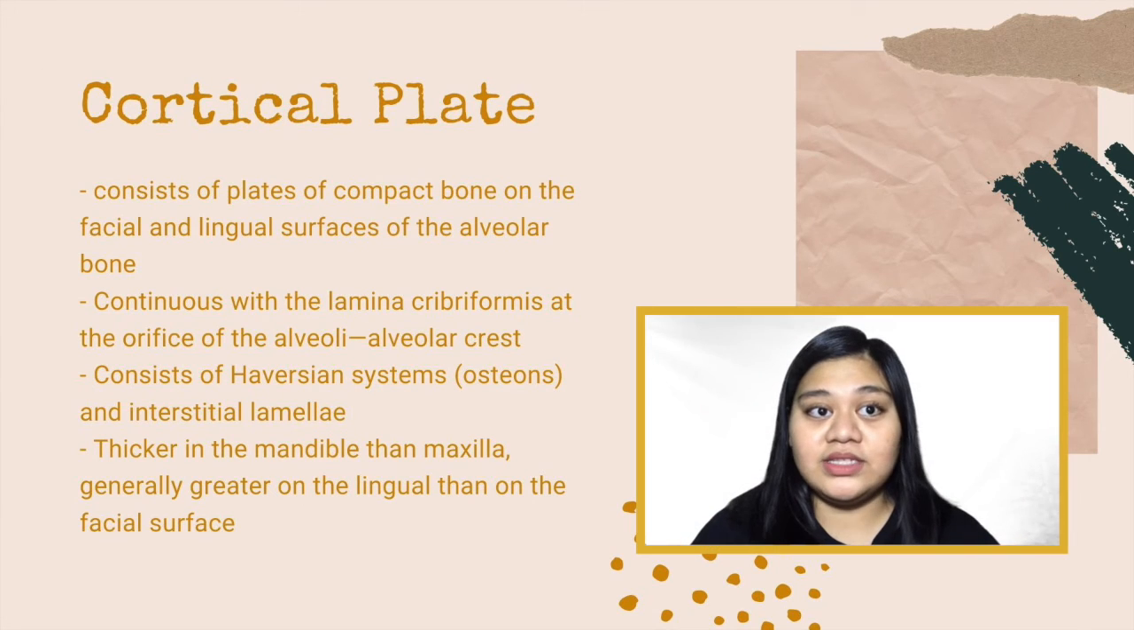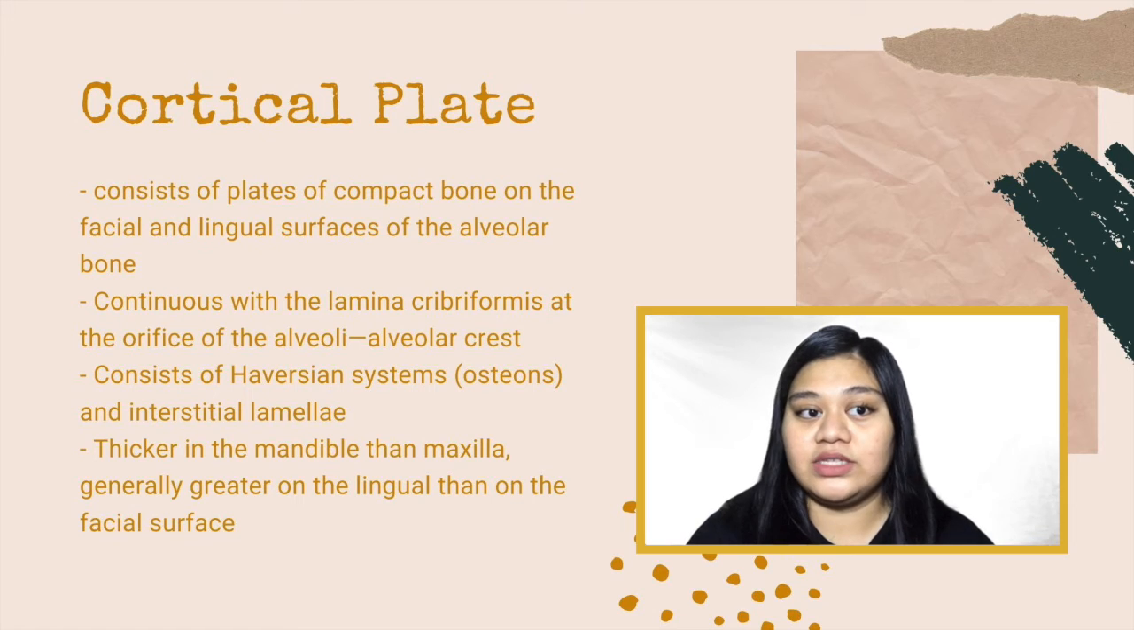The first one is the cortical plate. It consists of plates of compact bone on the facial and lingual surfaces of the alveolar bone. It is continuous with the lamina cribriformis at the orifice of the alveoli. It consists of Haversian systems and interstitial lamellae. It is thicker in the mandible than the maxilla, and generally greater on the lingual than on the facial surface.